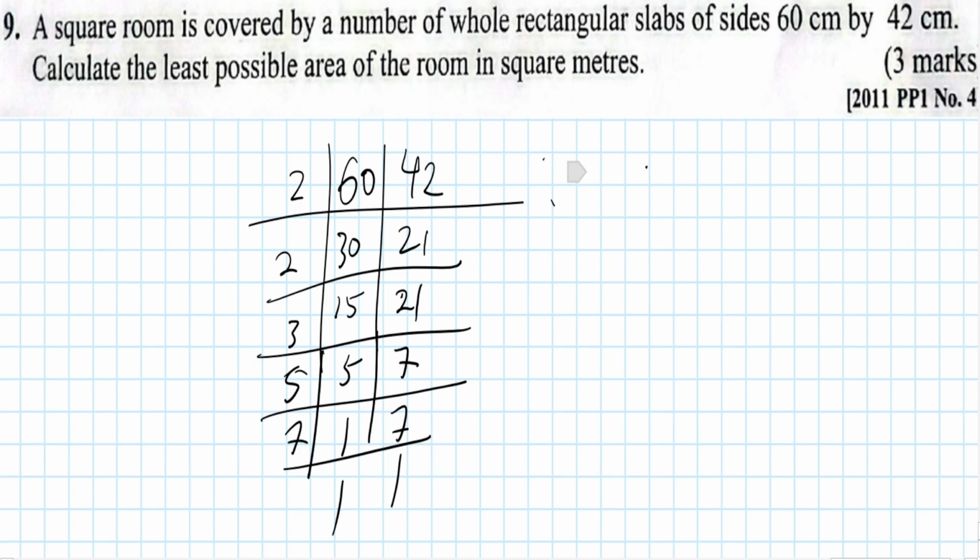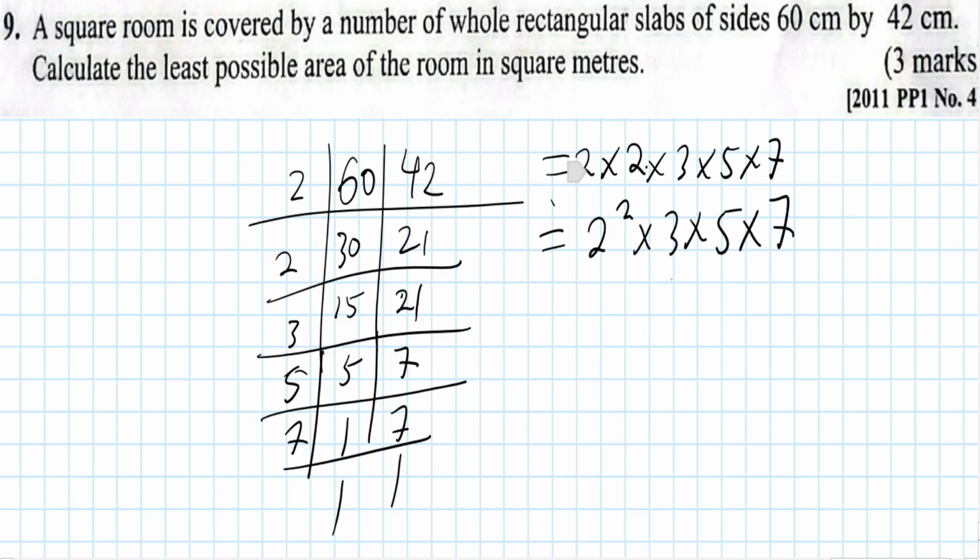So the LCM is going to be 2 times 2 times 3 times 5 times 7. Let me just write it here. So it's going to be 2 squared times 3 times 5 times 7. Let's see how much it is going to give us. So 2 squared times 3 times 5 times 7 is 420 centimeters. Let's change it into meters. Divide it by 100, so it's going to be 4.2 meters.